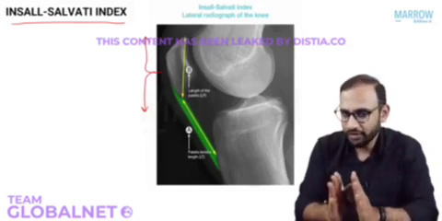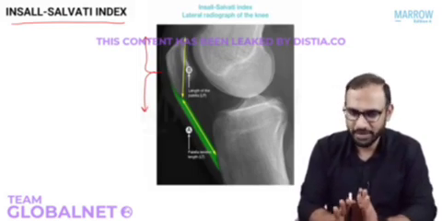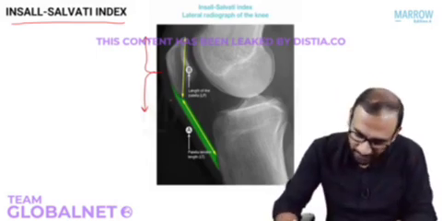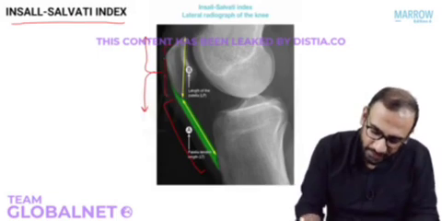What you do is you take a lateral view of the knee in 30 degrees of flexion. There are other modalities also, but this is the best available. You measure 2 lengths: the length of the patellar ligament or the patellar tendon, and the patella itself.